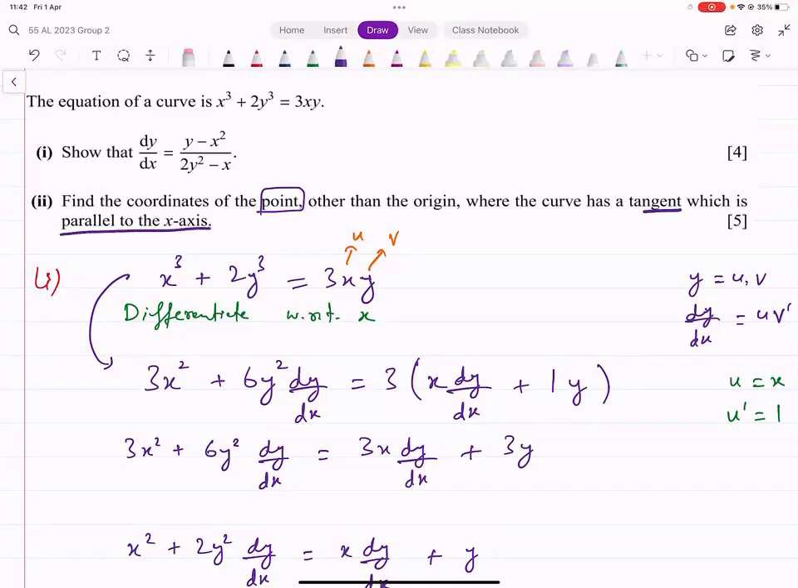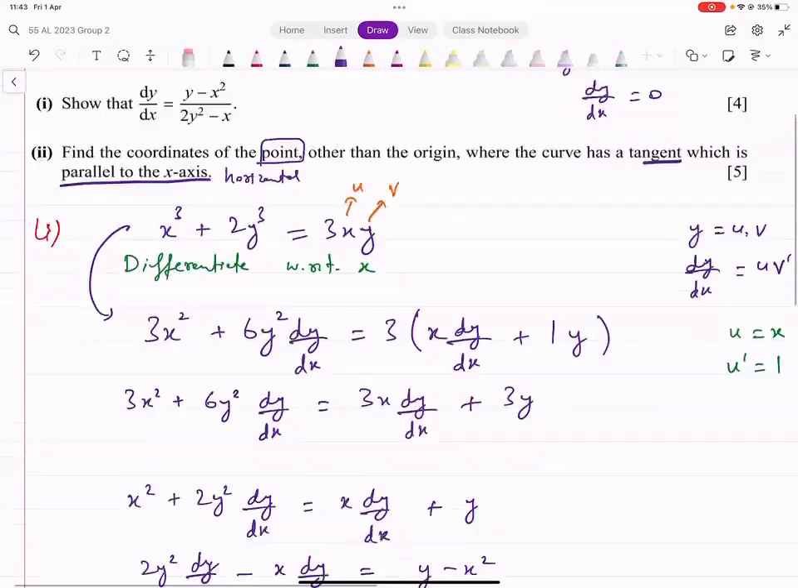Parallel to x-axis का क्या मतलब होता है? Horizontal. Horizontal line है. Horizontal line का gradient क्या होता है? 0 होता है. अगर gradient 0 है तो इसका क्या मतलब है? dy over dx is also 0. So parallel to x-axis means horizontal line है. Horizontal line का मतलब है derivative is equal to 0, उस point के ऊपर जहाँ पे tangent बन रहा है. जो tangent है वो horizontal है, तो उस point के ऊपर आपका gradient 0 आएगा, derivative 0.